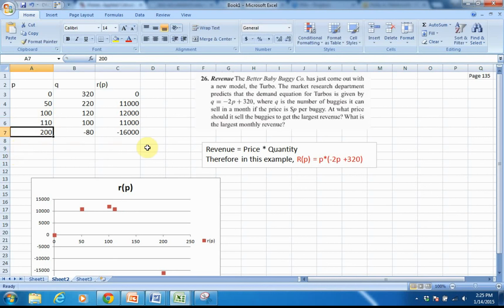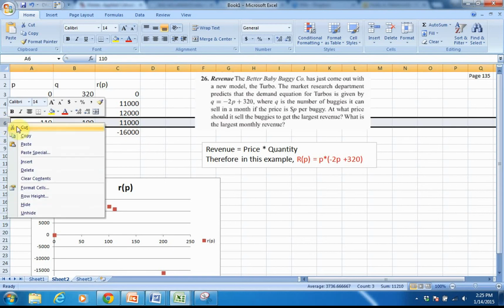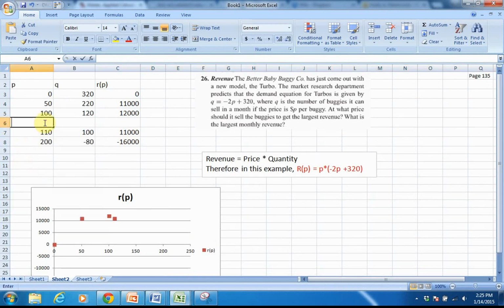Well, at 110, you can see what happens. I've got a still smaller revenue, but it's looking like right around 100, I might be approaching my maximum. So what happens next is probably I'm going to go in a little bit closer. I've inserted another. I'm going to go right at a price of $101. See what happens here.